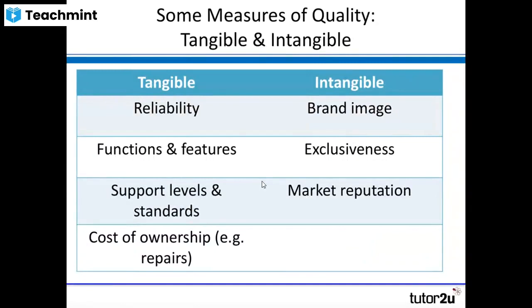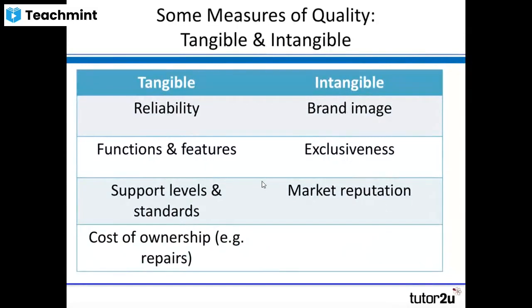Some good examples of tangible, i.e. measurable quality are firstly factors such as reliability. Does the product break down? Does it stop working after a while? Does it ever work? Or does it go on working well forever without ever needing maintenance or repair? Does it have all the functions and features that it says it has and that the product needs? Is there a strong level of support? Is it built to the right kind of standards? And also a tangible measure of quality is what is the overall cost of ownership?